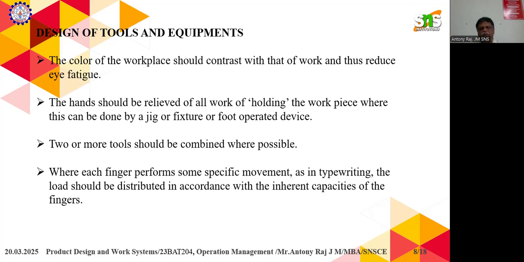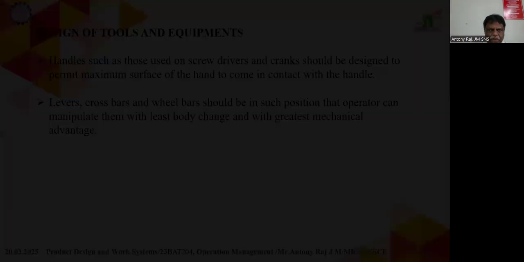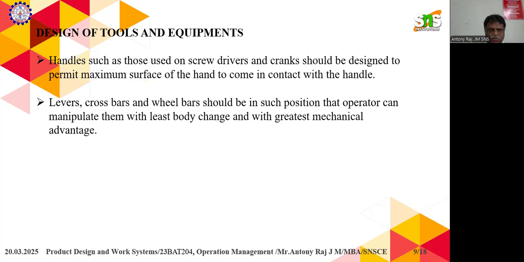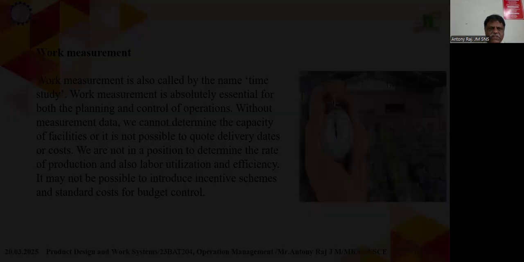Two or more tools should be combined wherever possible, where each finger performs some specific movement, as in typewriting. The load should be distributed in accordance with the inherent capacities of the fingers. Handles such as those used on screwdrivers and cranks should be designed to permit maximum surface of the hand to come in contact with the handle. Levers, crossbars, and handwheels should be in such a position that the operator can manipulate them with the least body change and greatest mechanical advantage.